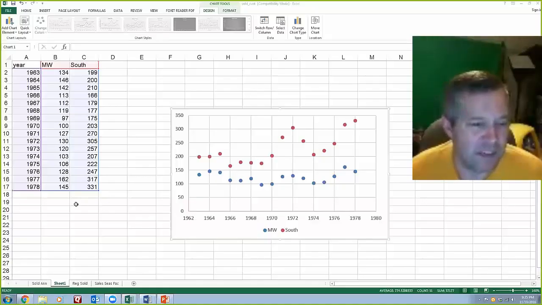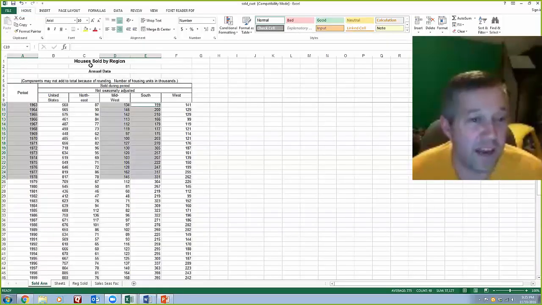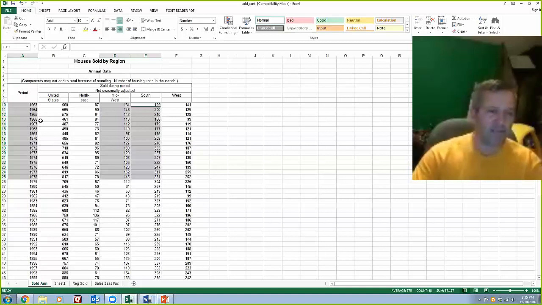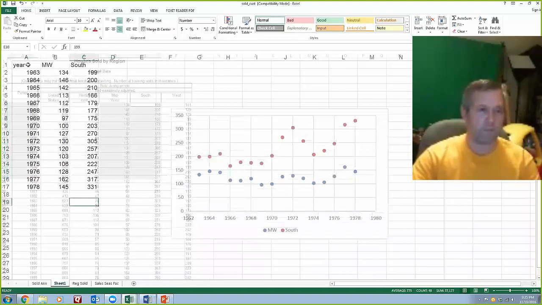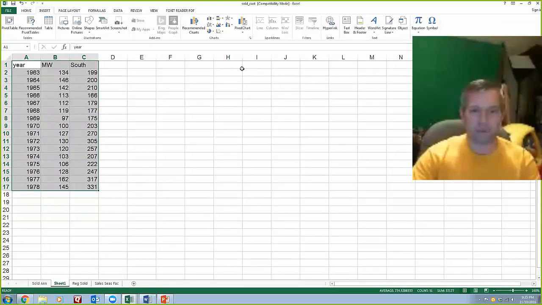Because I have to show everybody again, I took the housing data from the census, and I grabbed 1963 to 78 just to get some random stuff. And I got the sales for the Midwest and the South over that same period. Put it over here, and I'll show you how I plotted it again. I want to see what the relationship is between these two. And I'll do it like this.